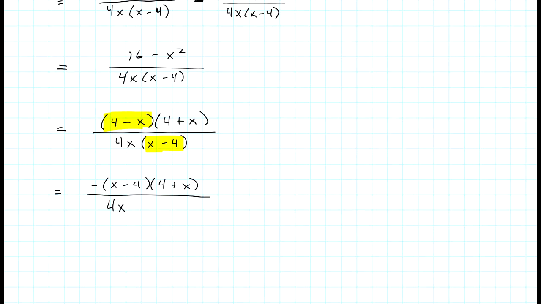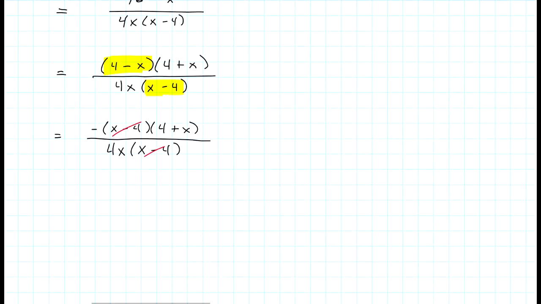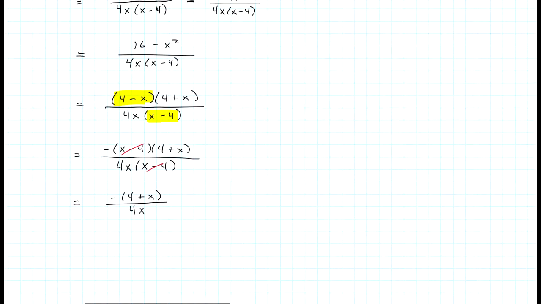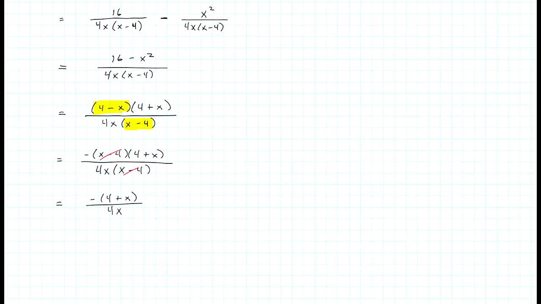So we flip that, make it x minus 4, put a negative in front, bring down the 4 plus x, and then in the denominator we still have 4x times x minus 4. So we can cancel the x minus 4's here, and we will be left with negative 4 plus x on top, in parentheses, over just a 4x in the bottom. So we don't cancel anything into that last step.